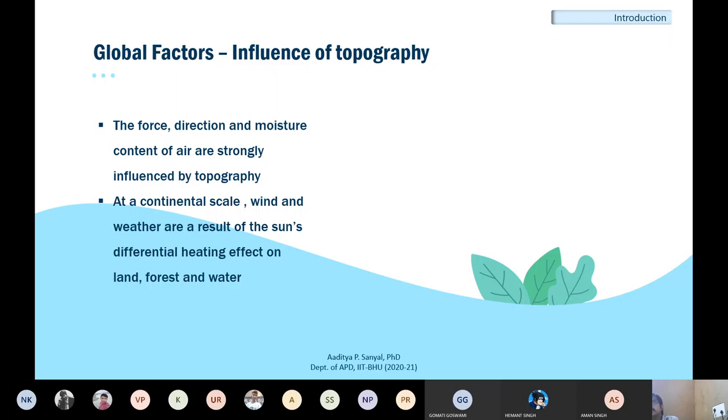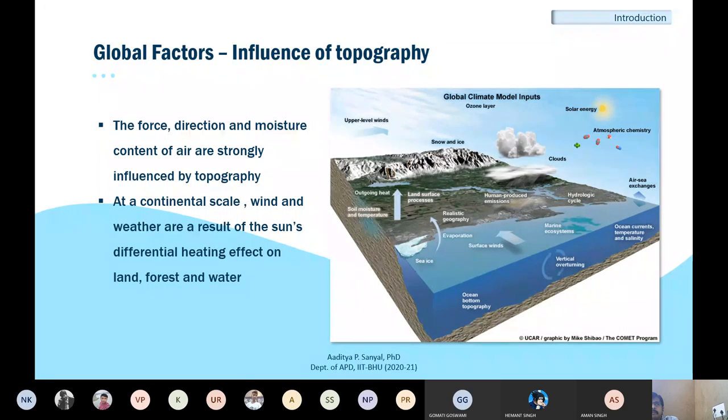And the last thing which finally affects climate is the topography. The local topography and the moisture content strongly influence wind and weather, as a result of the sun's differential heating effect on land, forest and water. Water gets heated in a different way, barren land gets heated in a different way, and forests get heated in a different way. Yes, land breeze, sea breeze. You have different types of air movement because of them.